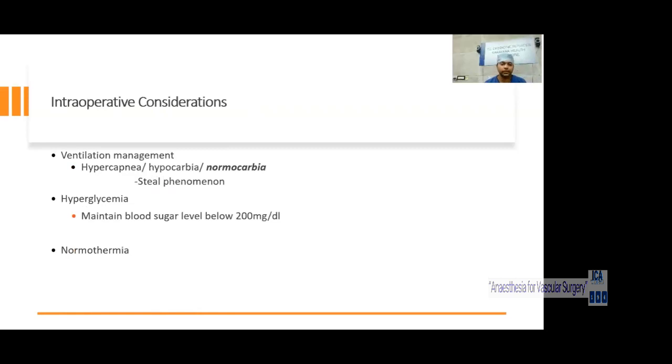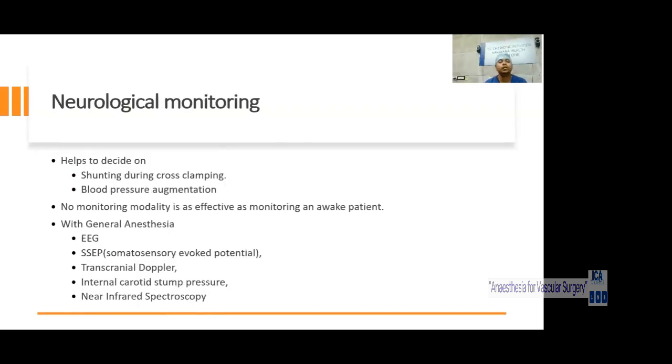Further consideration, ventilation: hypercapnia should be avoided for the concern of steal phenomenon. Normocarbia, normoglycemia and normothermia should be maintained. Neurological monitoring basically helps in identifying patients who may require shunting during cross-clamping or who may benefit from blood pressure augmentation. But no modality is as effective as monitoring an awake patient. With general anesthesia, EEG, somatosensory evoked potentials, transcranial Doppler, internal carotid stump pressure, near infrared spectroscopy, all these have been used.